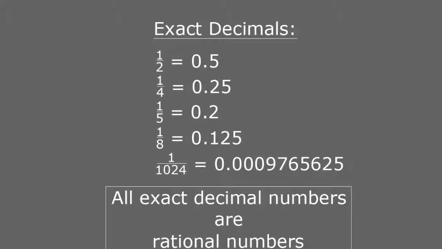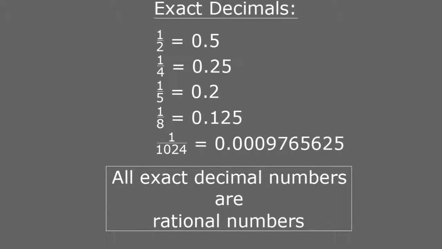Now if you look at 1 divided by 1024, it has a lot of digits after the decimal point. It actually has 10 digits after the decimal point. But the important thing here is that there are no more digits after the last 5. Since it ends there, 1 divided by 1024 is an exact decimal, and since 1 and 1024 are both integers, 1 divided by 1024 is a rational number. As a matter of fact, all exact decimals are rational numbers because they can be expressed as a ratio of integers.